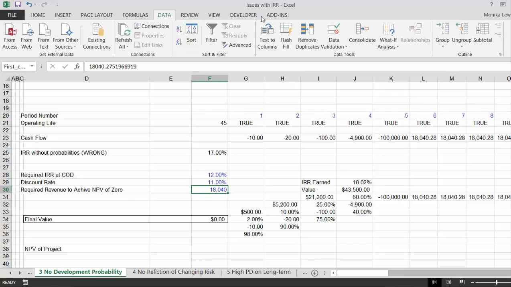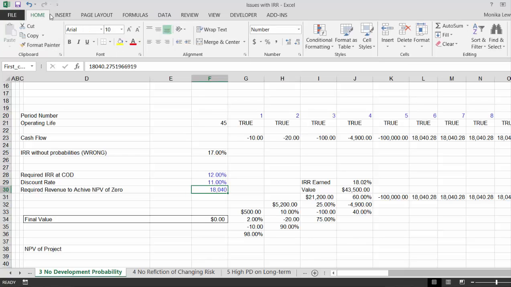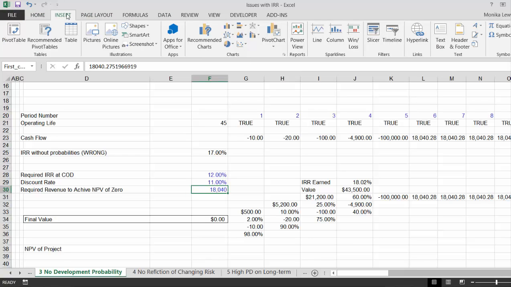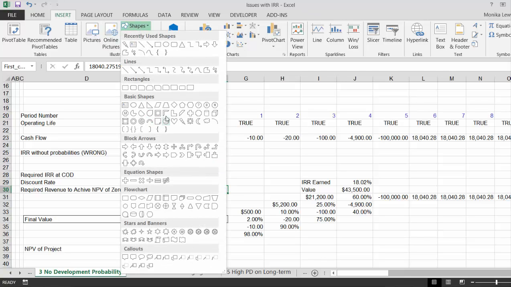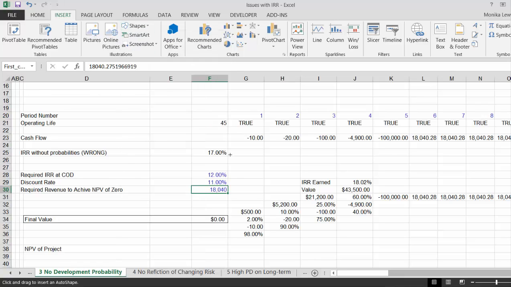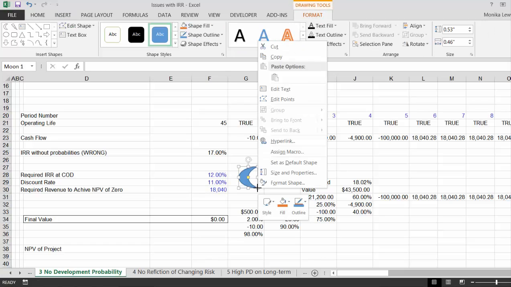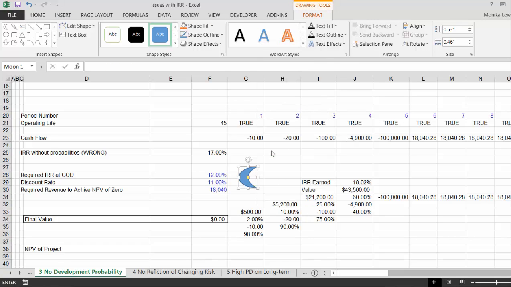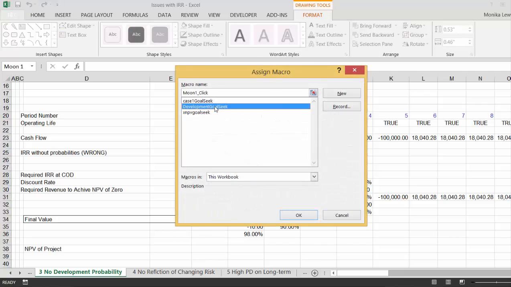Okay, and since I'm not talking about demerit and risk premiums, I'm not going to use this silly thing. Okay, and let's assign that macro to the mean. That's our development goal sheet.